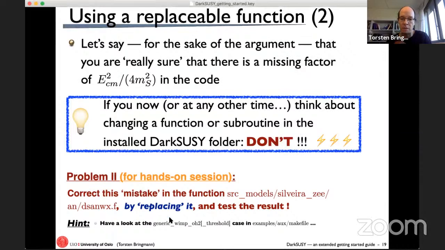The way how to do it is already demonstrated in the examples aux folder. When you look at the two different targets for the generic WIMP_OH2, the relic density, this same Fortran file has two targets in the makefile. One is without replacing the function ds_unwx, the other one is with replacing it. So just have a look at this and take that as a hint for what to do.